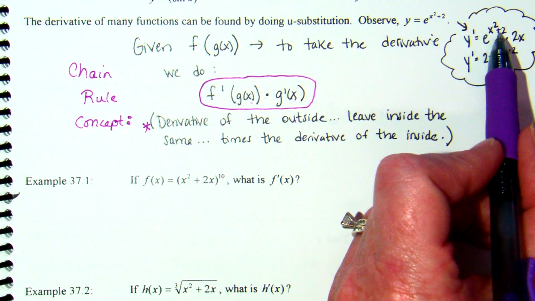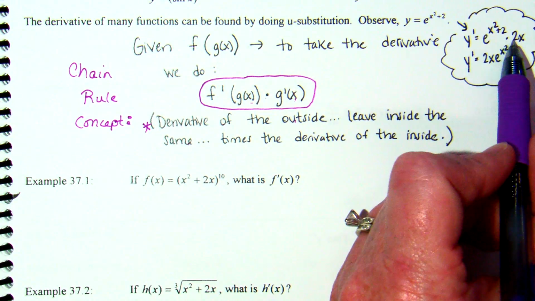Let's try doing example 2 then, if you are ready. If h of x equals the cube root of x squared plus 2x, what is h prime of x?